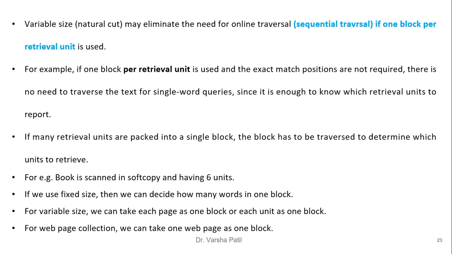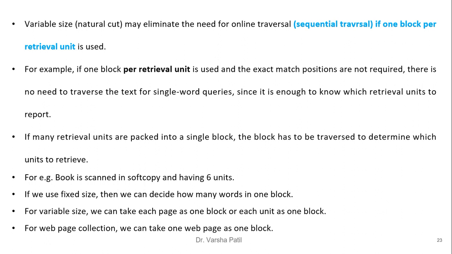Variable size may eliminate the need for online traversal if one block per retrieval unit is used and we only need to check the presence of that particular keyword. For example, if one block per retrieval unit is used and the exact match positions are not required, there is no need to traverse the text for queries, because we only require to know whether it is present or not. If many retrieval units are packed in a single block, then the block has to be traversed to determine which units to retrieve.